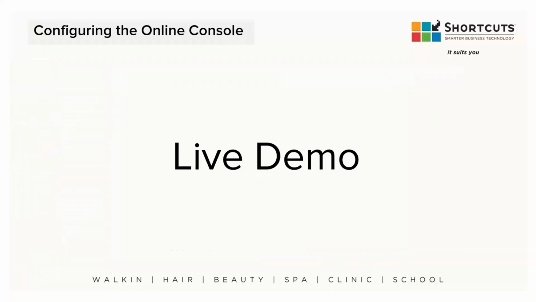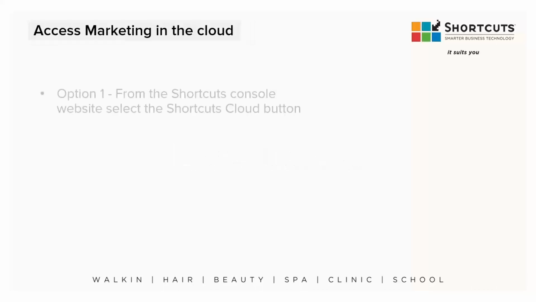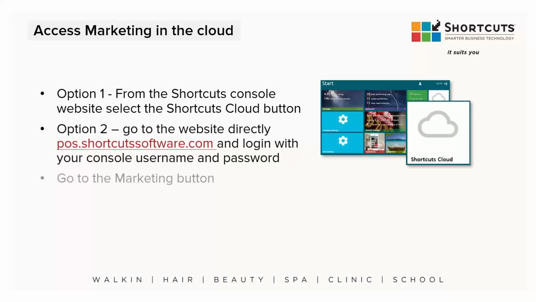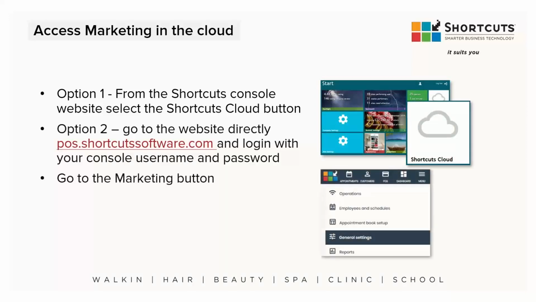Okay, now that you know how to get customers on your email list or your text list in Shortcuts, and how to make sure that your emails have your business information, your business logo, your social media, now let's talk about actually putting together a campaign. From the console, there is a button that says Cloud. So you can just press the Cloud button and go directly to the Shortcuts Cloud.